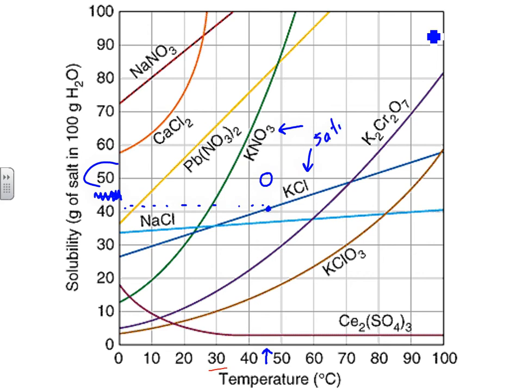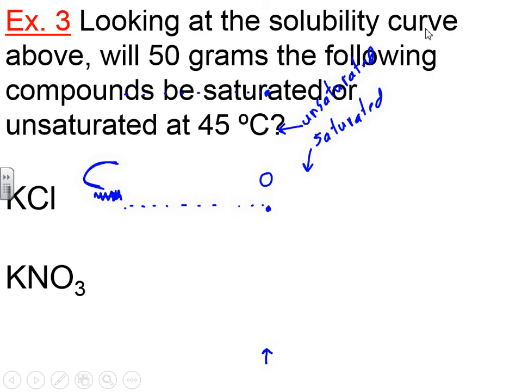Whereas potassium nitrate, at that temperature, can handle quite a bit. It can actually handle about 75 grams. So if we're only putting 50 grams in, this one will be unsaturated. Hopefully that makes sense. So we can answer: potassium nitrate would be unsaturated, and the other one would be saturated.